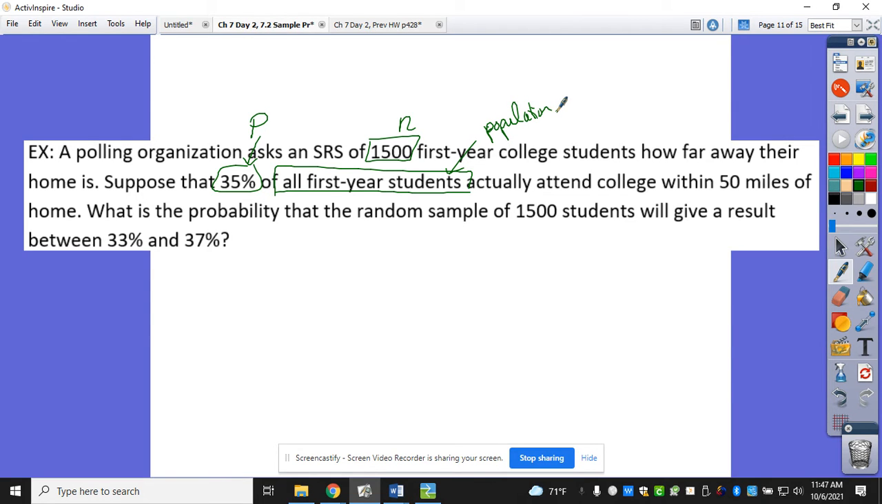So what is the probability that our random sample of 1,500 students will give a result between here and here? That's what the problem is asking. You can look at the way the problem is worded, and that's where we start. Our conclusion is answering that question, which is where we finish: the probability that a random sample of 1,500 students will give a result between this and this is, and then write the answer. So get in the habit of marking as you go, so you don't have to keep reading things over and over for no reason.